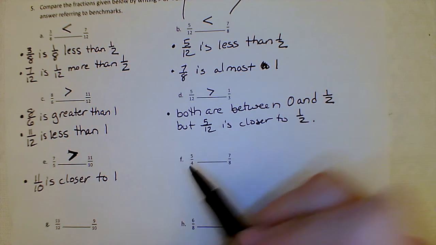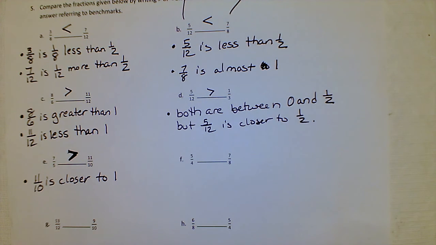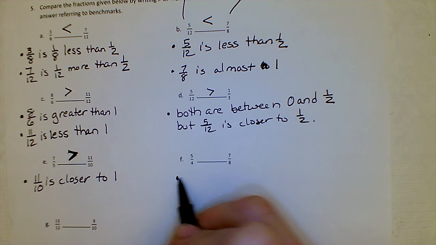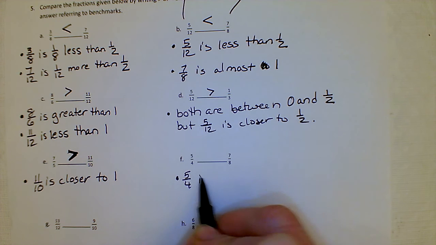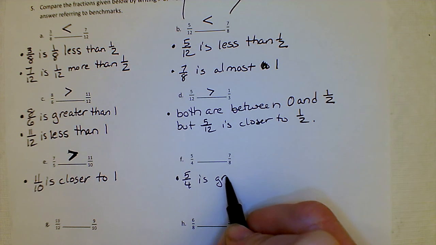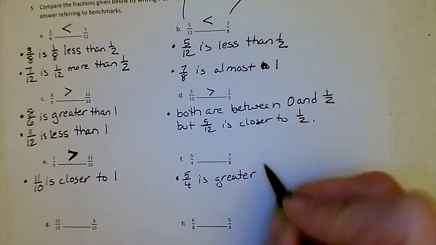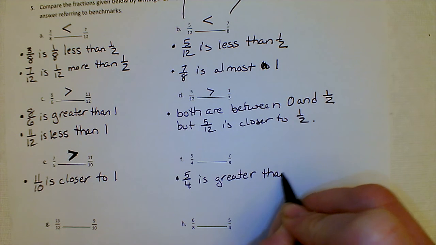So, for F, we now have 5/4 and we have 7/8. This is such an easy one to do. I don't even have to draw it for you guys. I'm going to explain it super easy. So here we go. 5/4 is a fraction greater than 1. How do I know that? My numerator is greater than my denominator. So I'm just going to go ahead and write that. 5/4 is greater than, or more than would be fine, 1.